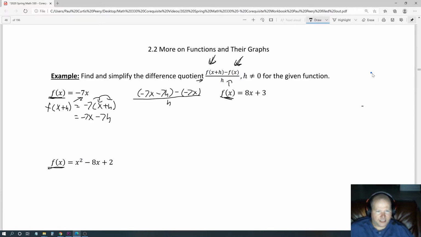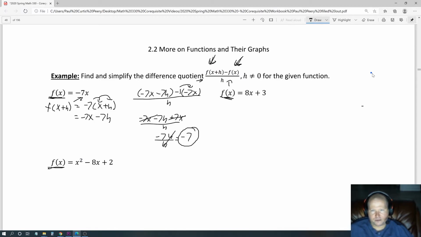Okay, so I'm going to get rid of some of the negatives. All I did is I just plugged in the three pieces here. So we keep the -7x minus 7h. Negative times a -7, like a -1 times -7x, is a positive 7x. We put that over h. Turns out the -7x and the positive 7x cancel out, leaving me -7h over h. The h's cancel out, leaving me -7. So the first one is just -7.